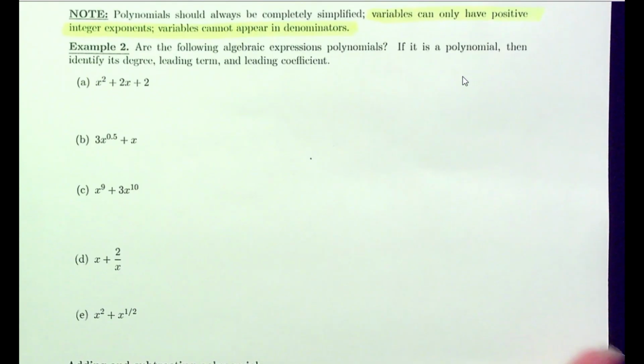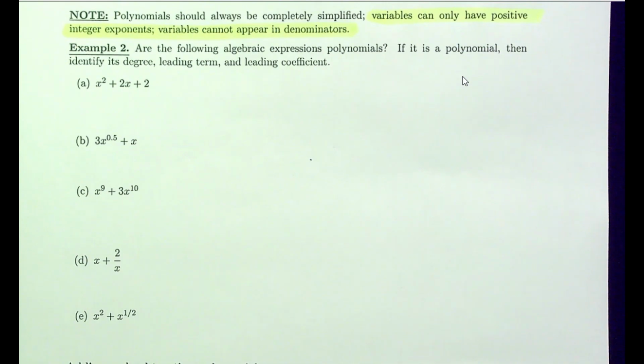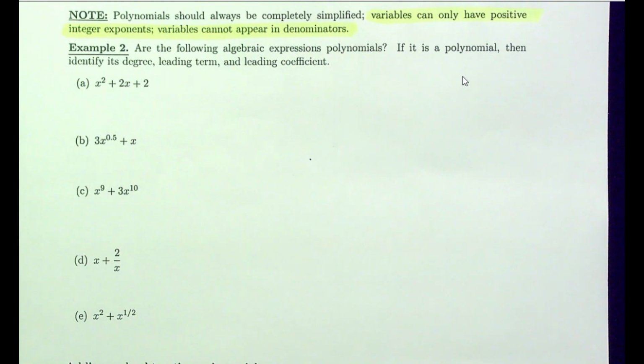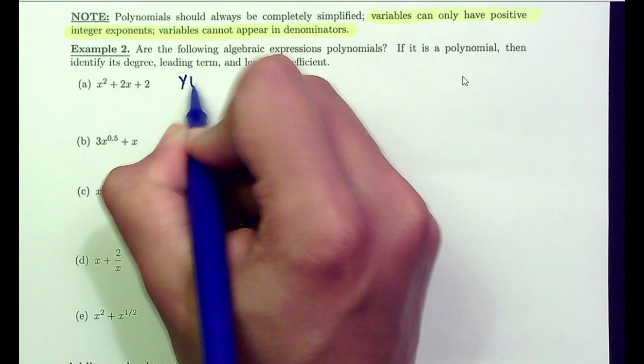Okay, so let's consider the following algebraic expressions and determine whether they are polynomials or not. And if it is a polynomial, then tell what is the degree, what is the leading term, and what is the leading coefficient. So the first one, what do you think? Is that a polynomial? Yes or no? If you say yes, then that's correct. This one is a polynomial.